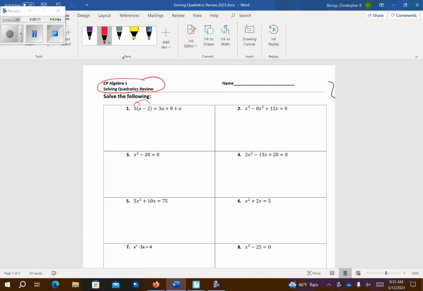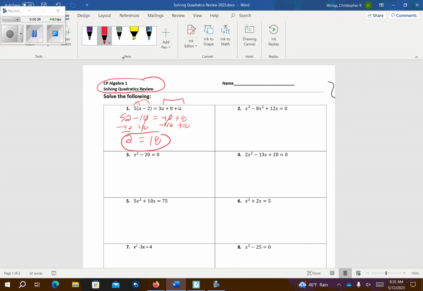On this first one, we make sure to distribute 5 over the parentheses. We can combine these a's together. Remember, that's a 1a, so that's 4a plus 8. Subtract 4a from both sides. So those cancel out, and that leaves me a over here, and then I can add 10 to both sides. Those cancel each other out, so a is equal to 18.